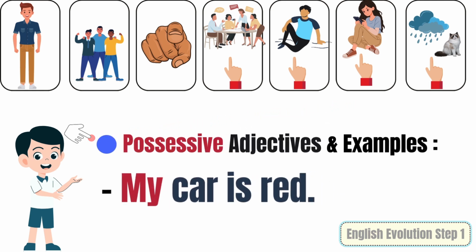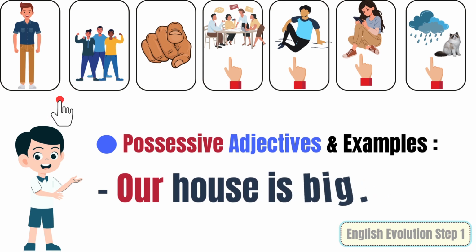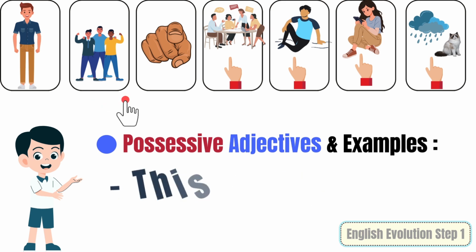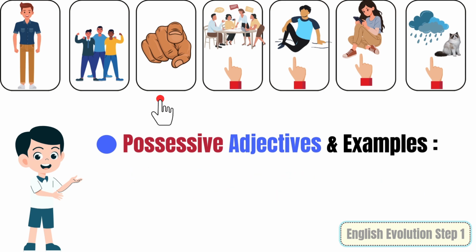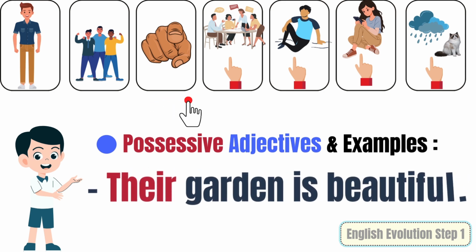Possessive adjectives examples. My car is red. Our house is big. This is your phone. Their garden is beautiful.